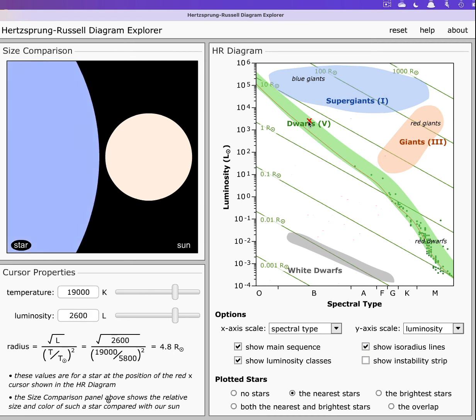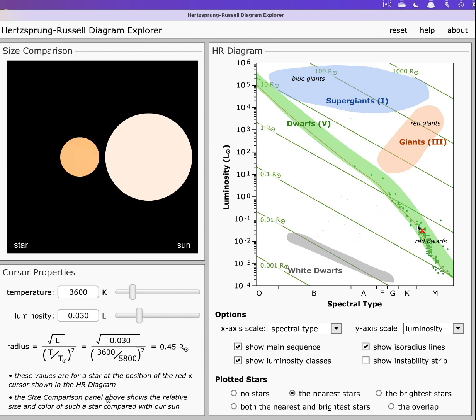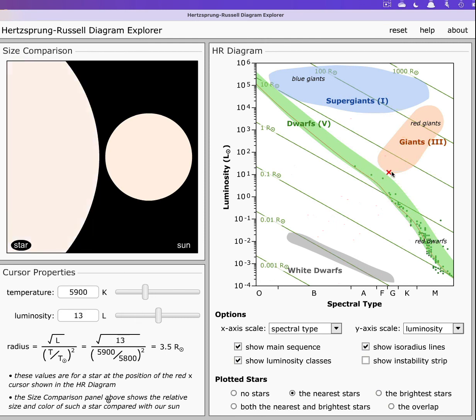So we've got the dwarfs, which are the main sequence stars. We've got these stars that have moved into this red giant cloud. These are giant stars. They're not fusing hydrogen into helium as their main energy source, but they could still have other kinds of fusion going on.